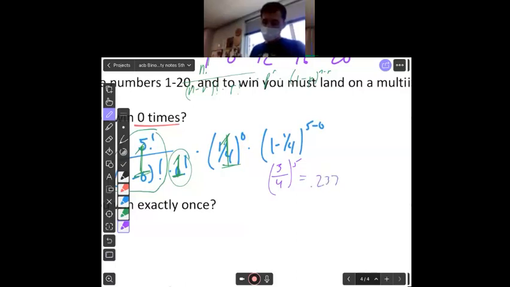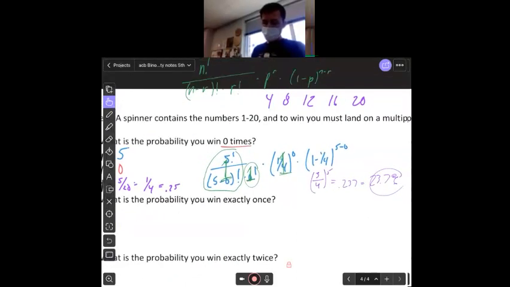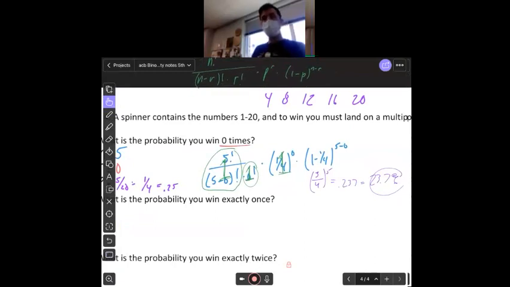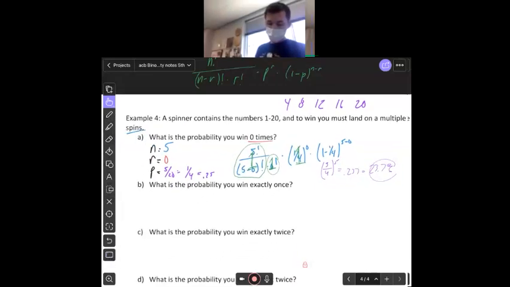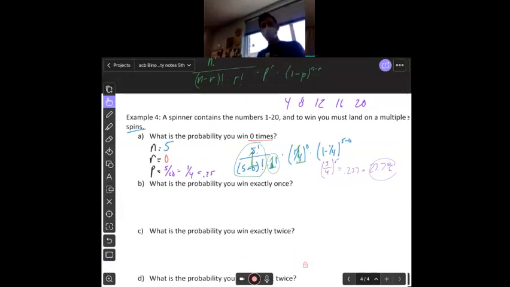Okay. So we'd say that's 23.7%. So about a 1/4 chance, right, that we wouldn't win at all. Spinning it 5 times, that none of them would win. 25% chance. Okay. So what if we win exactly once?